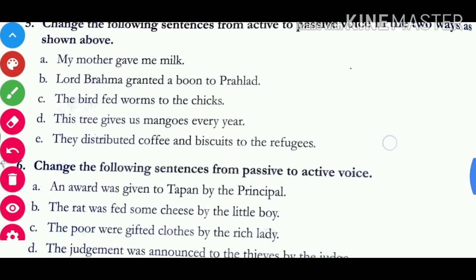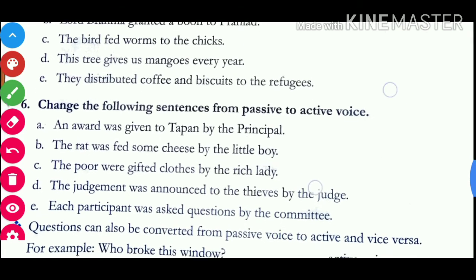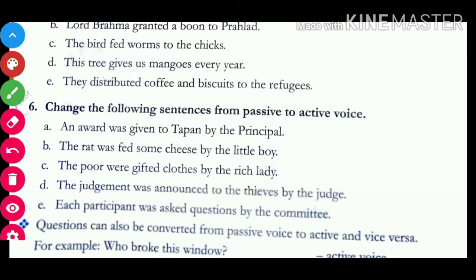Now, change the following sentences from passive to active voice. वही चीज होगी two sentences वाली, but not in all the sentences. Let's see. An award was given to Tapan by the principal. So while changing it into active voice, in this sentence there can be two possibilities. Let us see. The principal gave Tapan an award. यहाँ पे by हट जाएगा. So the principal gave Tapan an award.